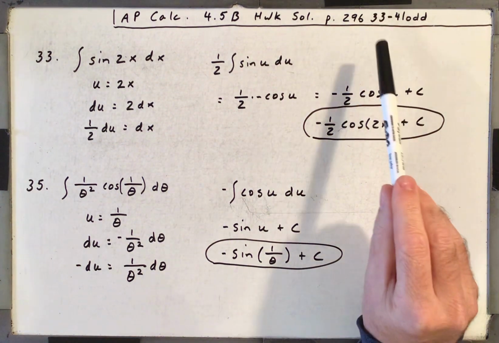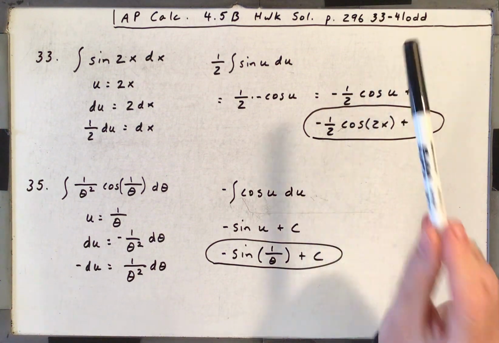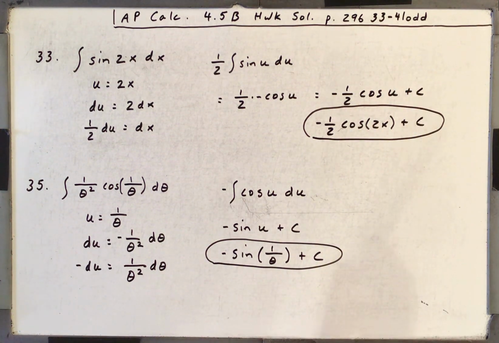We're going to work on page 296, number 33 through 41 odd. These are all integration by substitution involving trig functions. And I was able to get 33 and 35 on the board ahead of time.